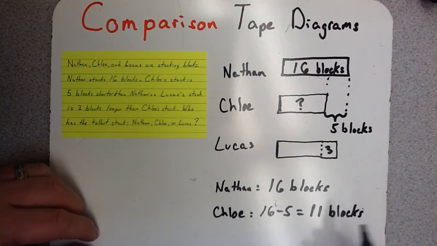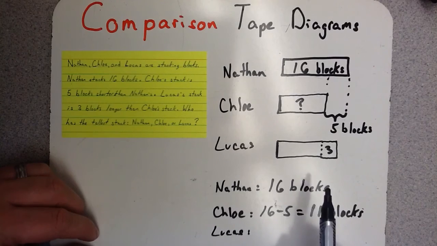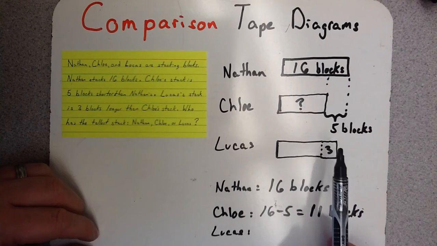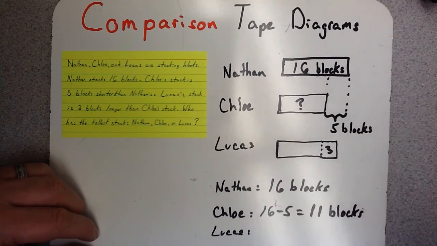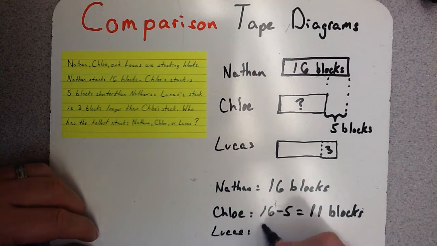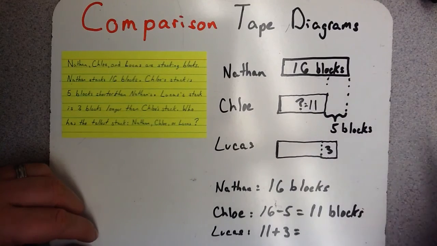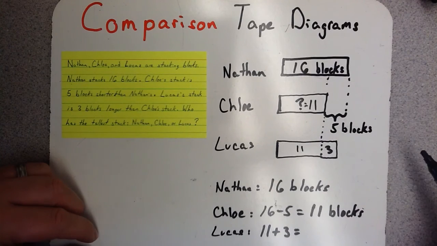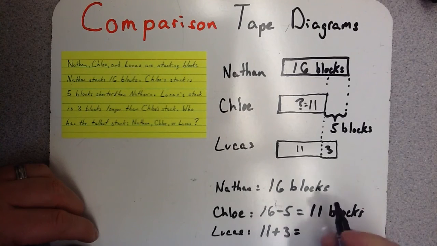So far Nathan has the most. Now let's look at Lucas. Now Lucas, we don't know, but we do know his is 3 blocks longer than Chloe's. So let's take Chloe's, 11, and we're going to add 3 to it. Because if we know Chloe's is 11, so I'm going to put my 11 in there, well then we also know this is 11 because they're the same length right there. Okay, so 11 plus 3, well 1 plus 3 is 4, and then my 10 there, so this is 14 blocks.